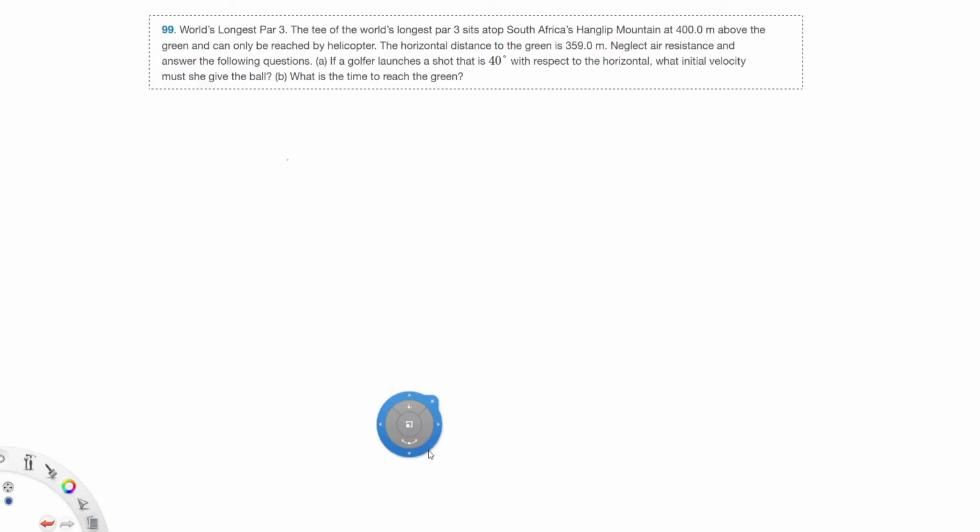Okay, so the world's longest par 3. The tee of the world's longest par 3 sits atop South Africa's Hanglet Mountain at 400 meters above the green, and it can only be reached by helicopter. The horizontal distance to the green is 359 meters. Neglect air resistance and answer the following questions.